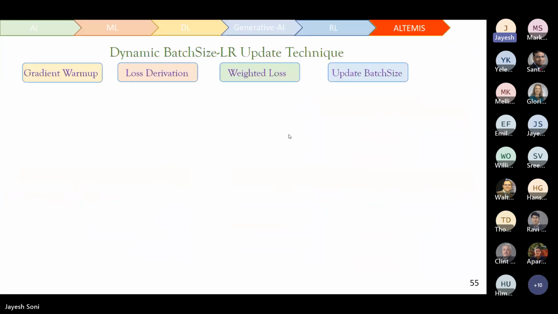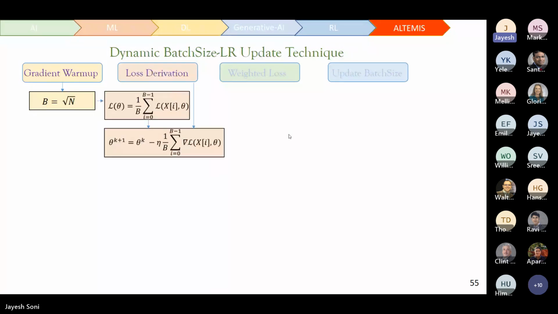So there are four different operations in that, starting with gradient warm up, loss derivation, weighted loss, and update batch size. So we start with the gradient warm up, where we initially start with a random value, which is the square root of the number of rows that you have in the data set. Based on that, you give those rows to the data set and to the model, and the model is trying to predict the output values for only those rows and get the loss. And based on that loss, the model is trying to update the weight.